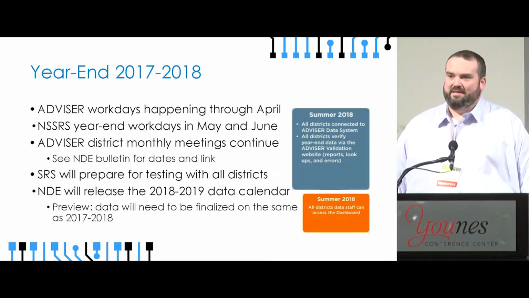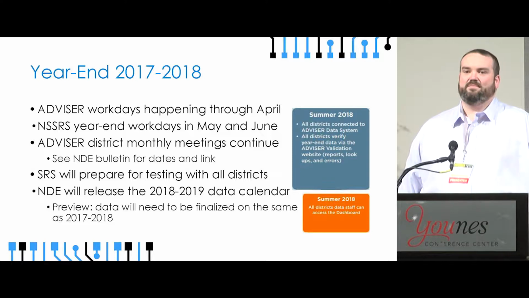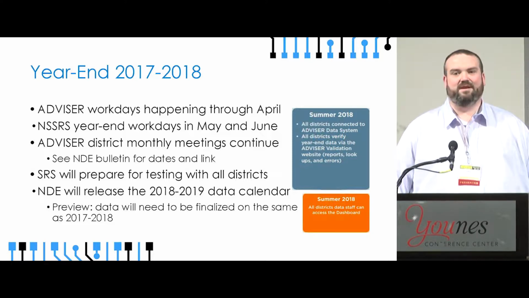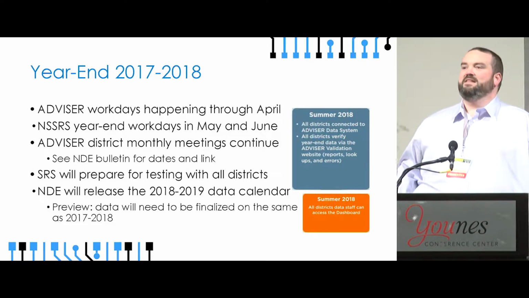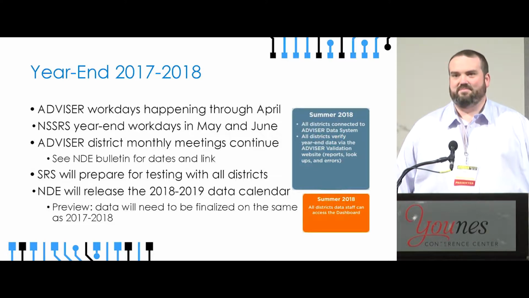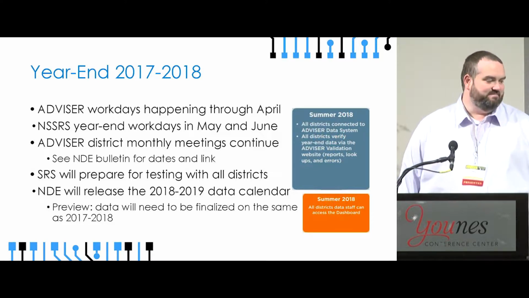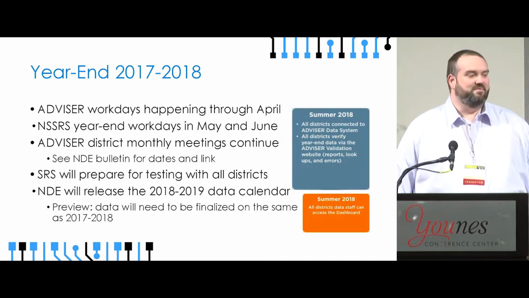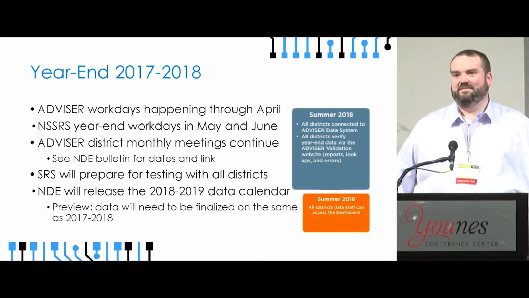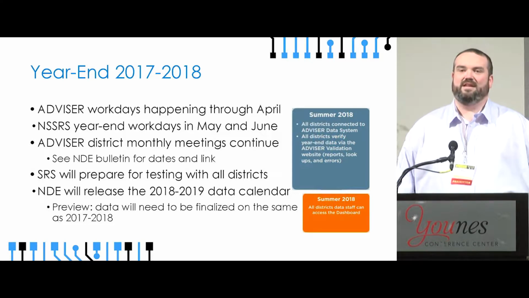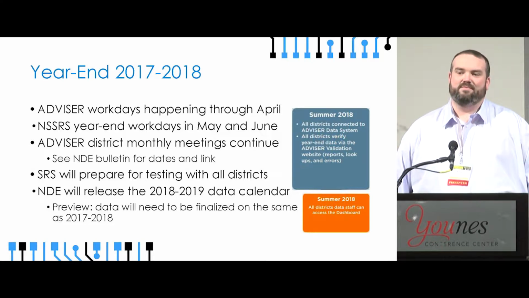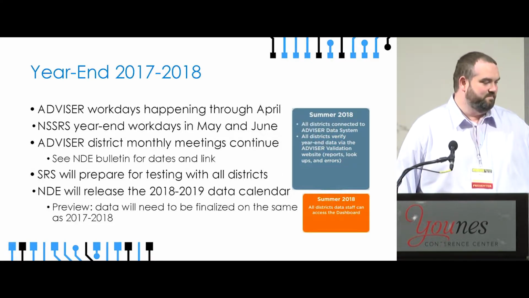We will be releasing the 18-19 data calendar. Some people have been asking for that already. But here's the preview. It's going to be the same dates as what we did this year. We mentioned that before. The audit window begins October 15th, and needs to be finalized by October 31st.